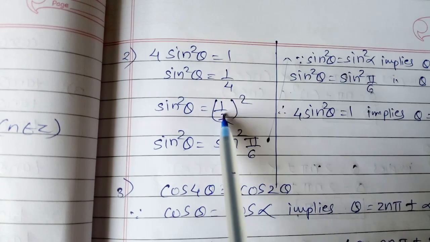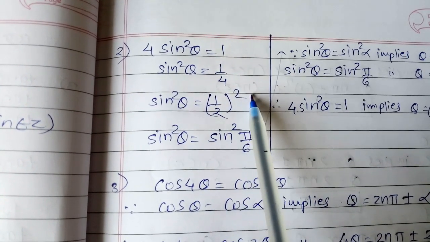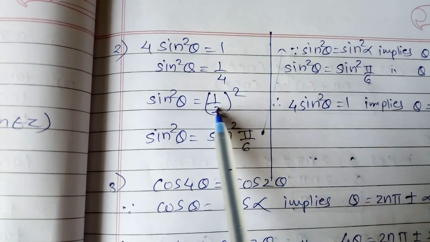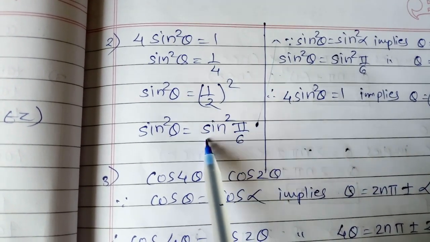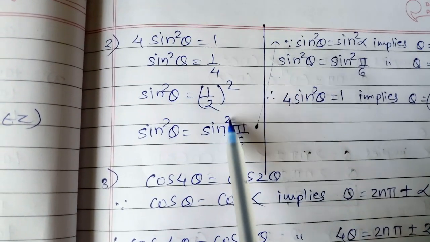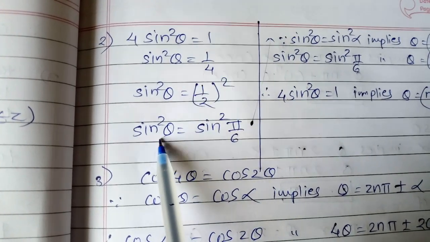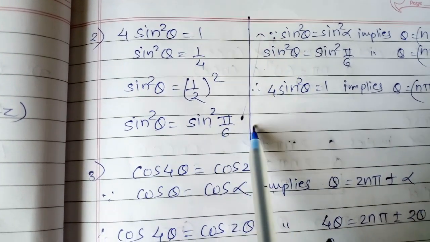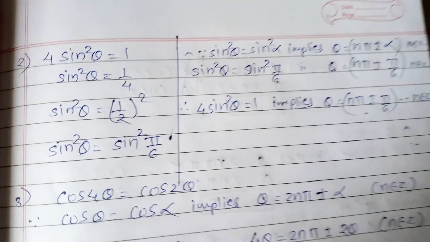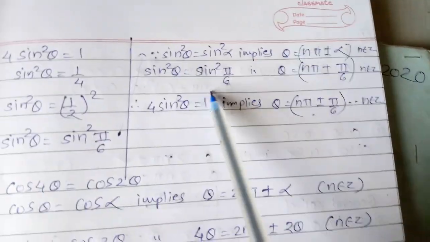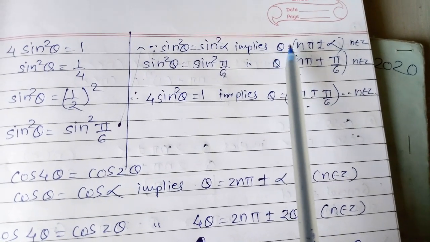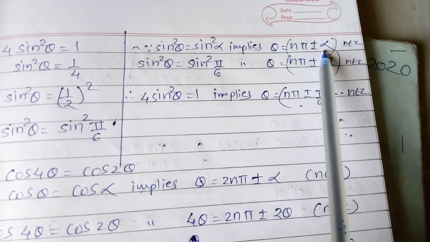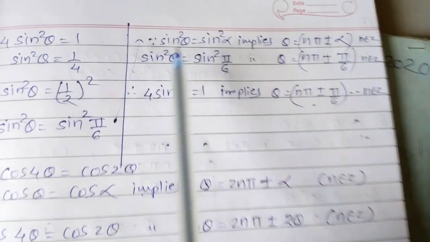So 1 by 4 we write like this, that is half square. So which value of sine is having the value half? That is 30, so pi by 6, sin pi by 6. Since there is a square, we have to write a square here. So it looks like sin square theta is equal to sin square alpha. And so we write the formula, that is sin square theta is equal to sin square alpha, implies theta is equal to n pi plus minus alpha where n belongs to z.